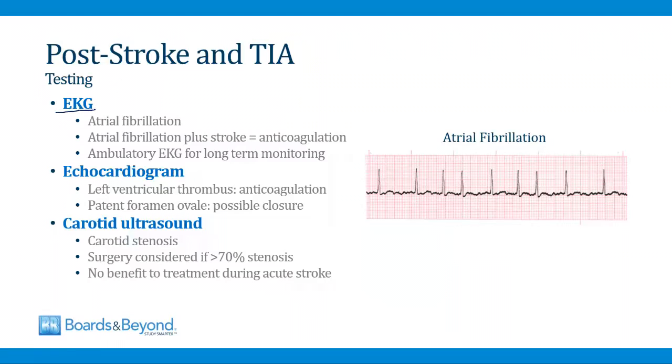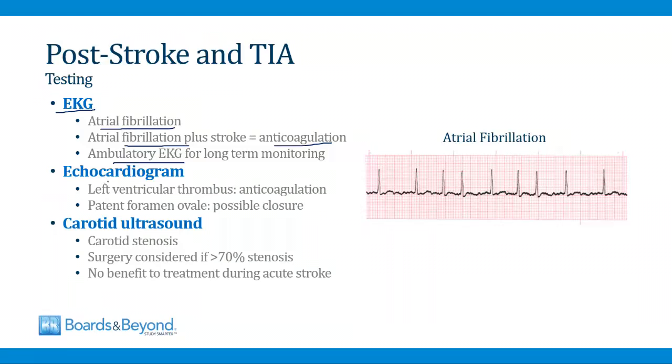The first one is an EKG, and the reason you need to do an EKG in patients with stroke or TIA is because you want to identify atrial fibrillation. Any patient who has a stroke and atrial fibrillation on their EKG needs anticoagulation. And because atrial fibrillation can be paroxysmal and it can come and go, patients who don't have atrial fibrillation on their initial EKG are often referred for ambulatory EKG monitoring. This test involves placing 2 leads on the chest and wearing it for about a month to look for episodes of atrial fibrillation that may come and go.